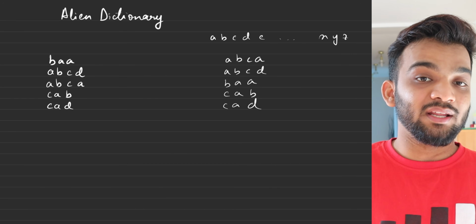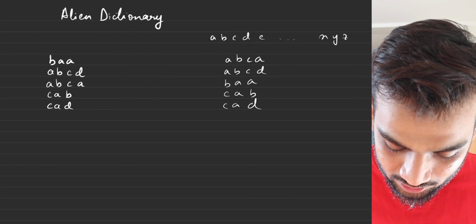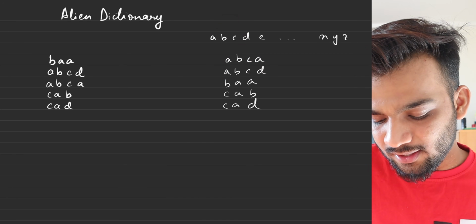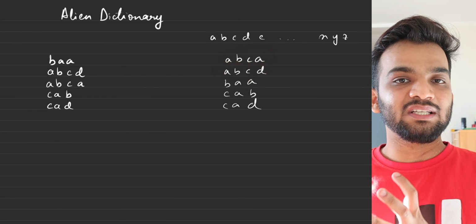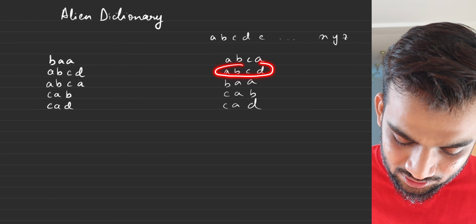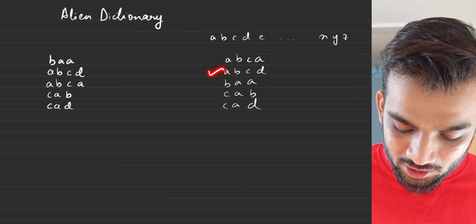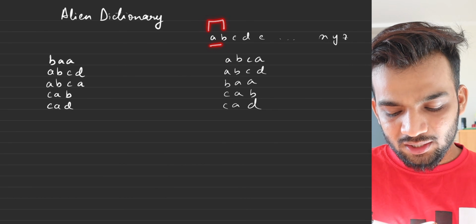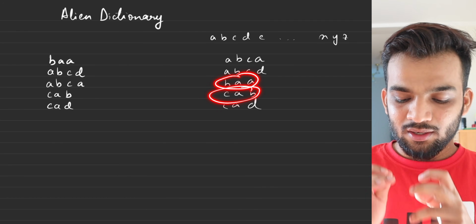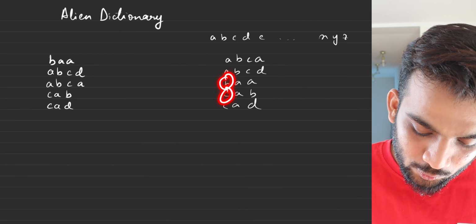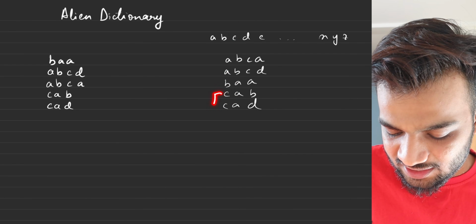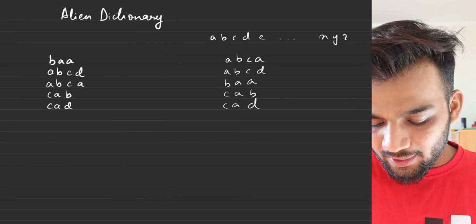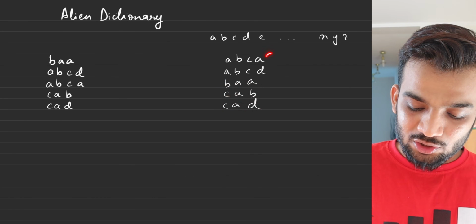Why does this happen in an English dictionary? Because if you see these couple of words, A appears before D, thereby ABCA appears before ABCD. Now, if you go across ABCD and BAA, why does ABCD appear before BAA? Because A is smaller than B, or A appears before B. Now, if you see BAA and CAB, B appears before C in the dictionary. And if you carefully see CAB, CAD, the C and A are equal, so B appears before D, thereby CAB appears before CAD in the normal dictionary.